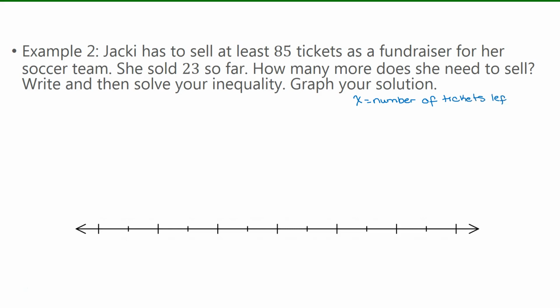So now to start, I'm going to say that X is the number of tickets left to sell. So the number of tickets she has to sell plus the tickets she already sold, that's going to be greater or equal to 85 because she has to sell at least 85 tickets. So now I'll just subtract 23 from both sides. And so X is greater or equal to 62.